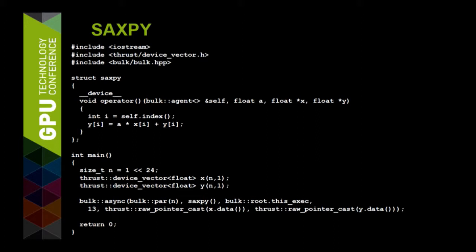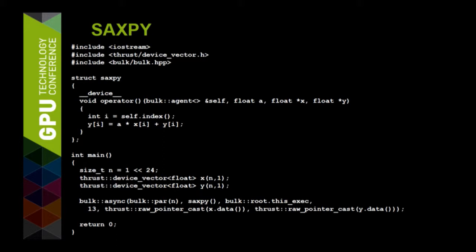So I say bulk par of n, that big number. I pass an instance of this functor Saxby. We can think of this struct Saxby as our global function, or our kernel. I pass this other special token, bulk root this exec. That's going to show us what I should stick into that first argument there in Saxby, that bulk agent variable named self. And then finally, I just pass the kernel parameters. So I say 13, which is just a number I picked out of my head, and then I pass 2 pointers to x and y to fit into those x and y parameters to Saxby.